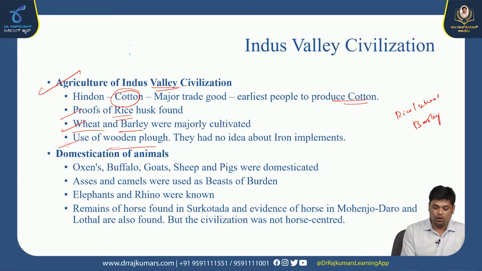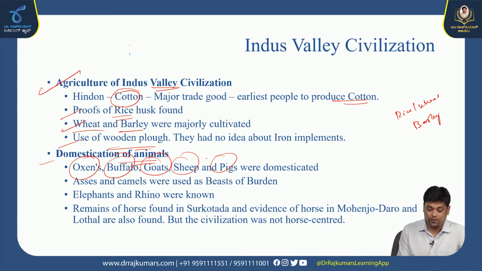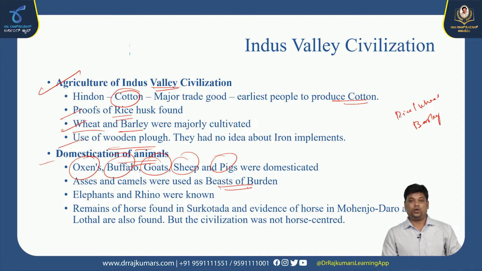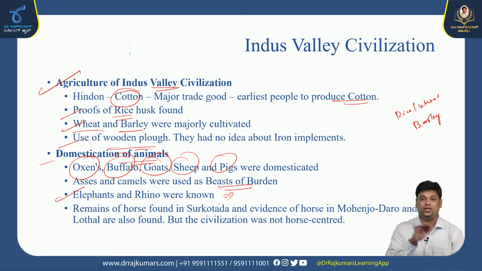Use of a wooden plough to till the ground, so that is evidence of agriculture as well. Domestication of animals: oxen, buffalo, goats, sheep, pigs were domesticated, and asses and camels were used as beasts of burden, taking goods from one place to another. Elephants and rhinos were known because we found carvings of them on the seals.